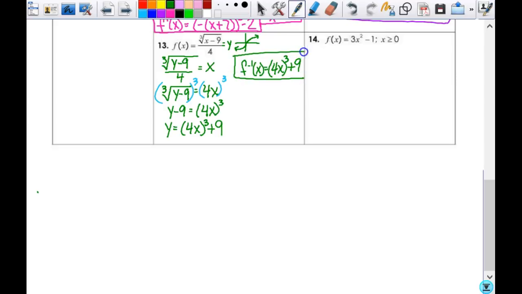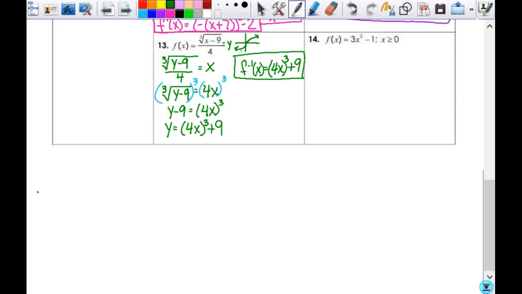Then I have to look at domain restrictions, right? So do I have any? Well, this domain is all real numbers, and the range is all real numbers. So when the domain and range switch, I get all real numbers. There are no domain restrictions. Okay. All right, so now let's look at 14.